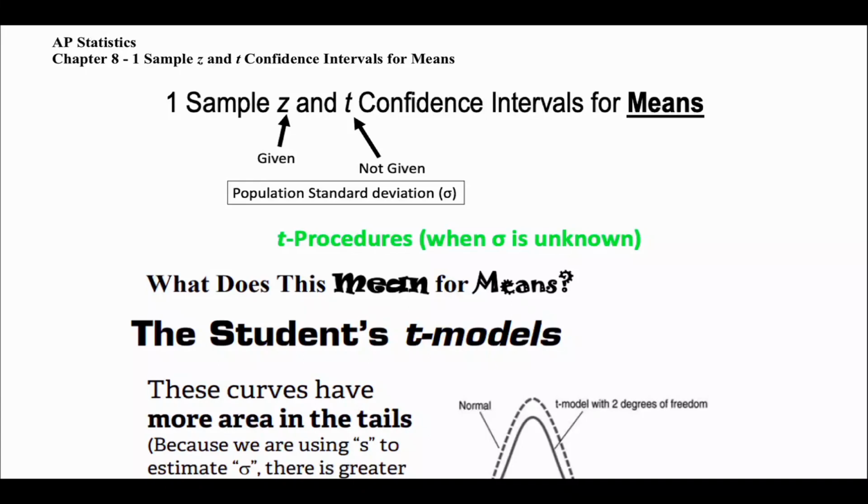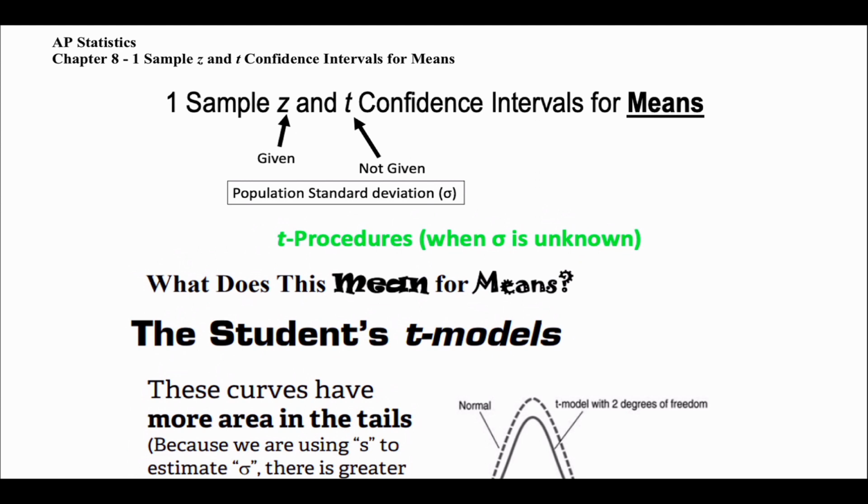Last week we did proportions. This week we're doing averages, means. It's the only difference, okay? We're also adding a new letter. We've been working with Z a lot. Z, right? Z-scores, Z-score tables, right?